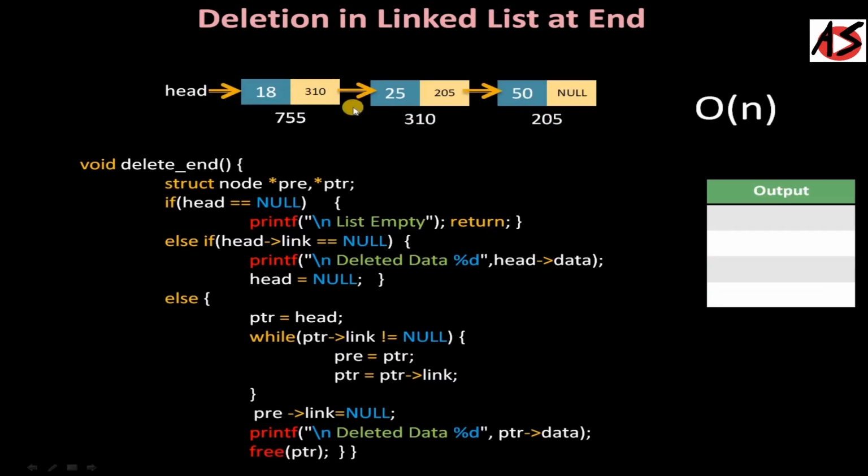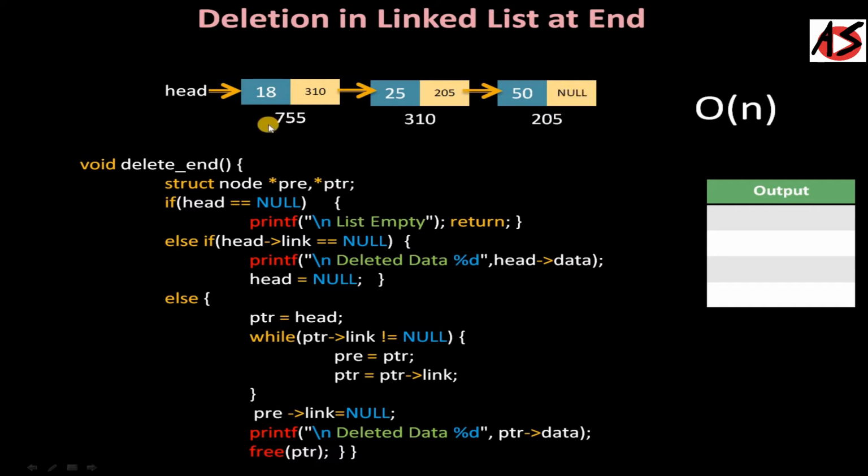Here we have a linked list. And as we know, a linked list is pointed to by the head node. So if you want to find the last node, you have to start from the first node and look for the null pointer. When you get the null pointer, you can delete that node because that is the last node.